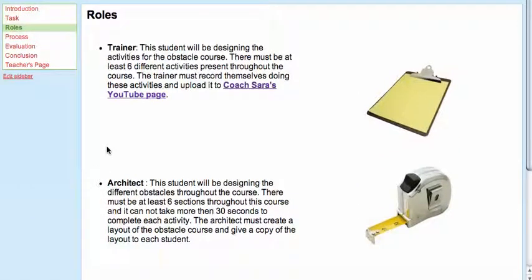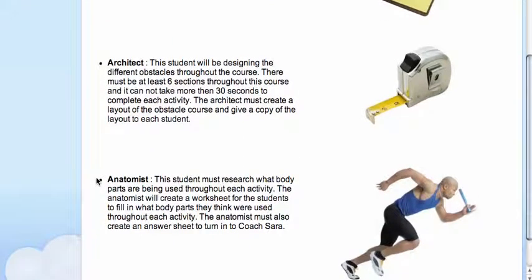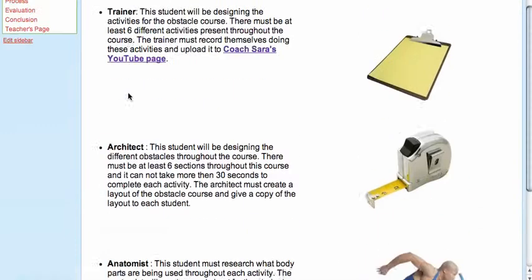The trainer is the person that's going to be making up most of the activity in the obstacle course. Of course, I want all my students to collaborate with one another, but they do have 3 specific roles. I have an architect who's going to be designing an obstacle course for the students using the activities that the trainer made up. And then the anatomist is going to figure out what body parts, specific anatomical terms they'll be using that the students did while doing the obstacle courses and the different exercises. But they have to create an answer sheet and give the students an answer sheet to fill out. Their answers must be correct.